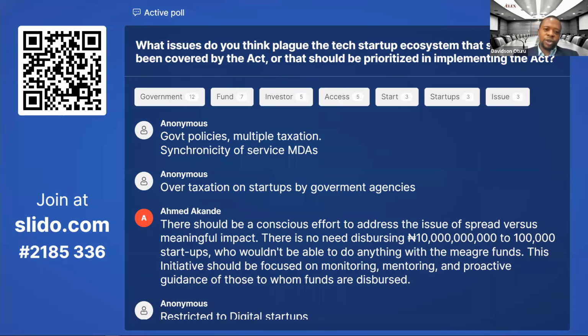I see a question on restricted to digital startups. I mean, it's tech-enabled startups, right? Folks should know that there is a SMEDAN Act, Small and Medium Enterprise Development Agency, Act of Nigeria. So already there is that government agency that exists that deals with your SMEs, that deals with your regular startups that are not tech-enabled. Now, we've seen how far that has taken us.